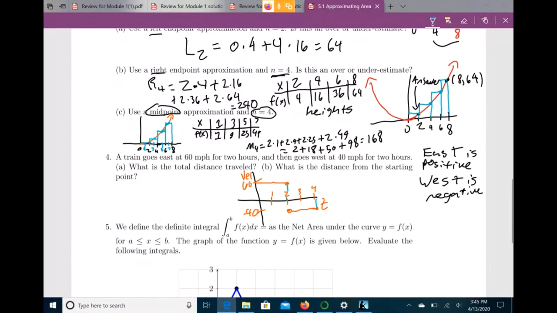All right, so if I want to think about how far I traveled, well, if I traveled 60 miles per hour for 2 hours, then I went 120 miles in the eastern direction. And then if I traveled backwards at 40 miles per hour for 2 hours, then I went back 40 times 2. So this is 120 minus 80, which is just 40. So this is the total distance traveled, all right? And you can think about this as the net area under this curve.